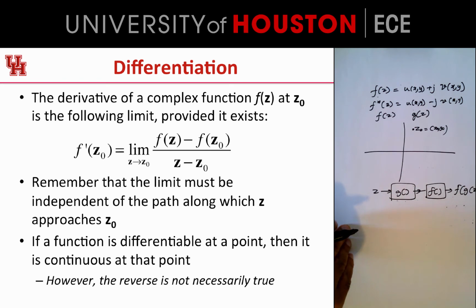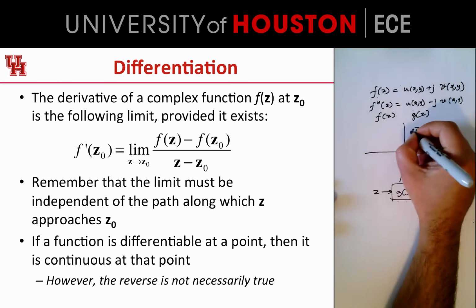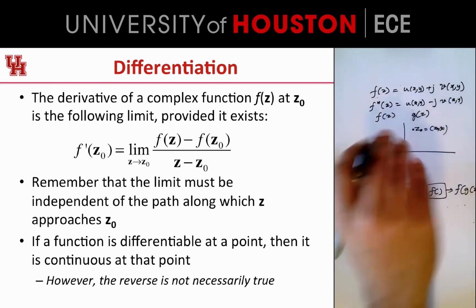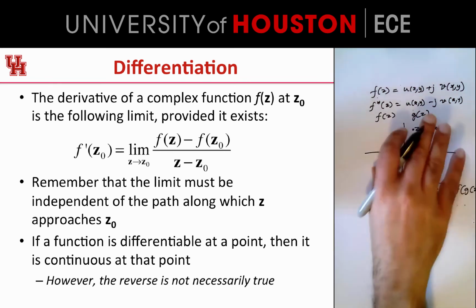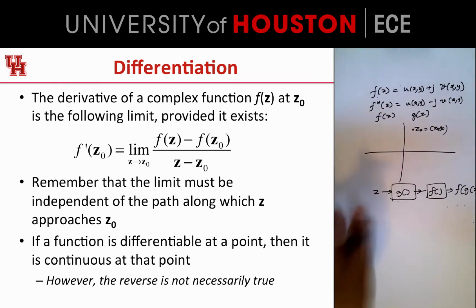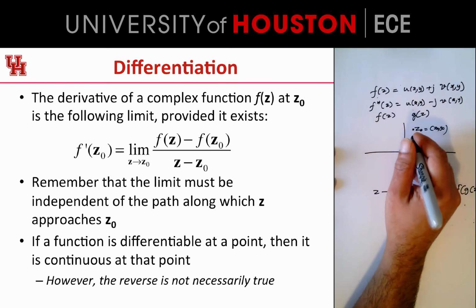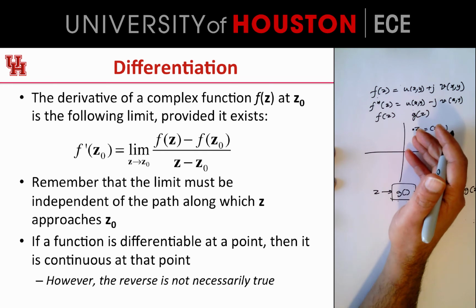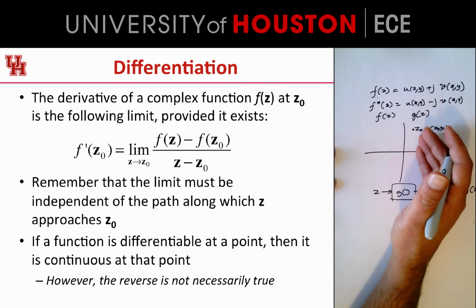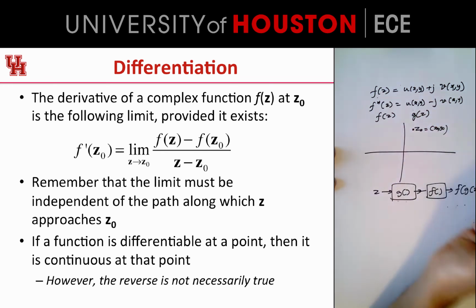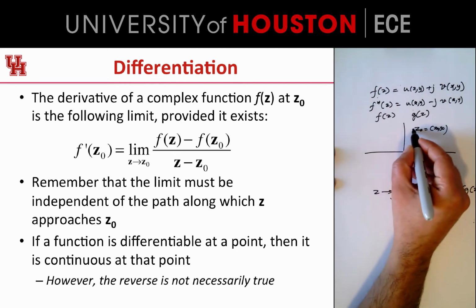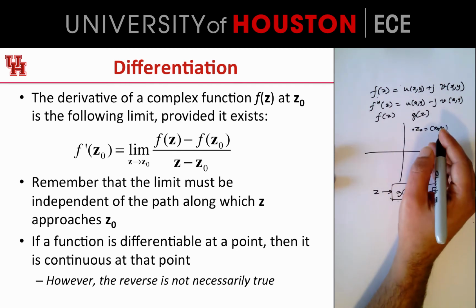So if you're looking at functions that are continuous, we want to know their slope or their rate of change in the vicinity of that point z naught. And that's the idea of differentiation. You want to differentiate a function to know how quickly it's changing at that point, and that's valuable information.